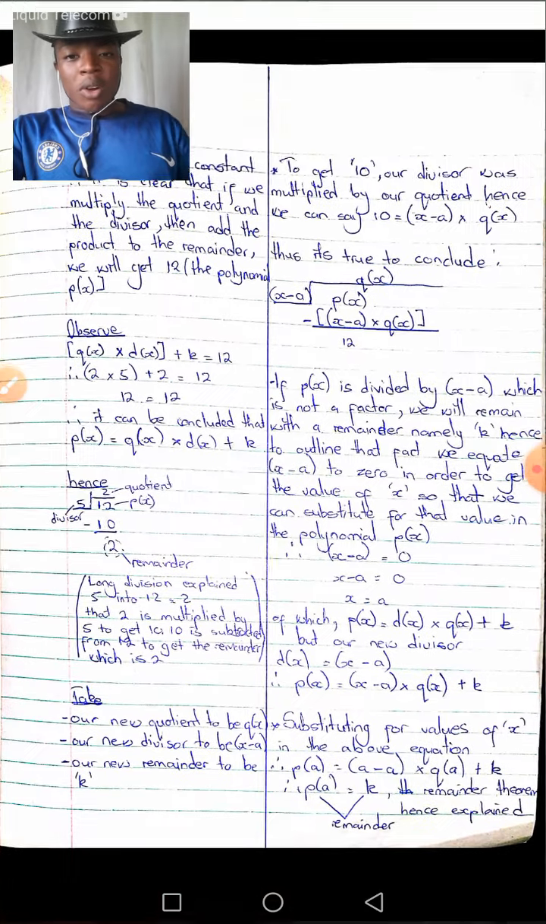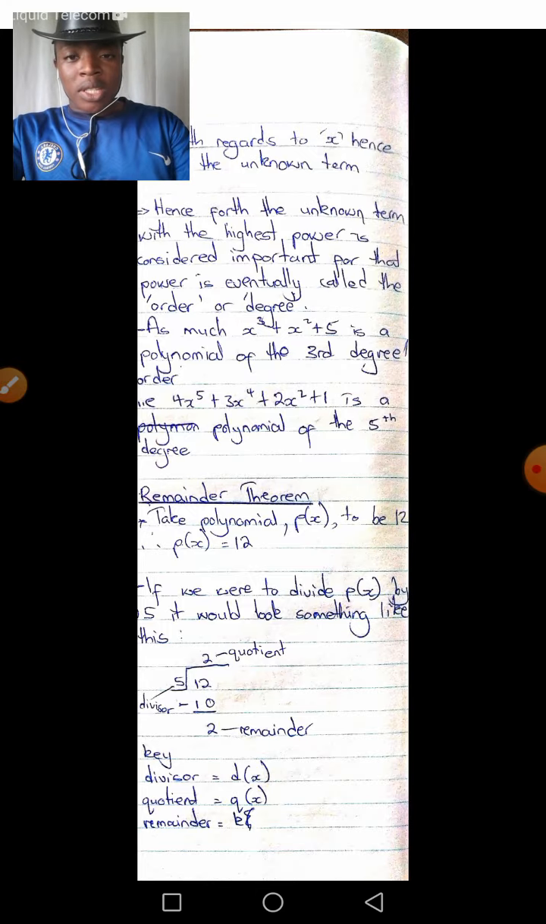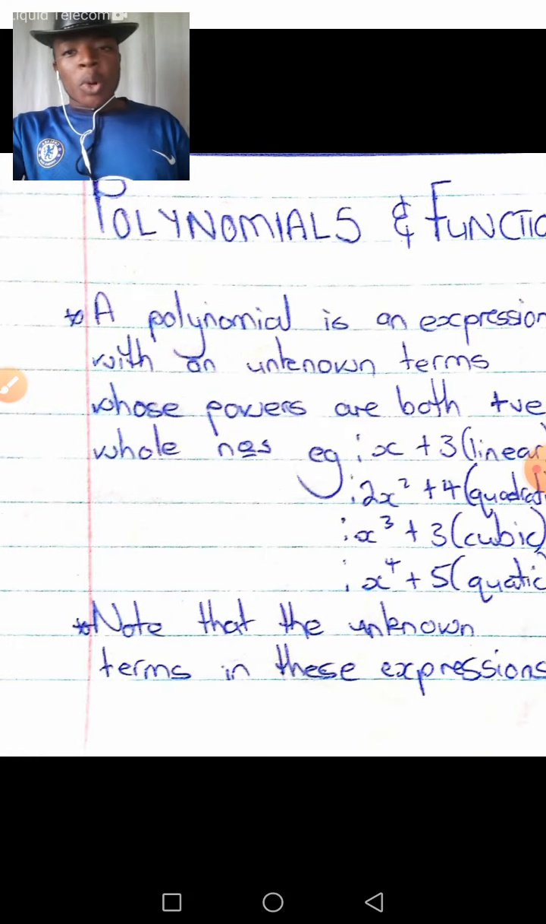So first off, we'd like to start off with what polynomials are in particular and what functions are. But of course, we're going to look at functions as we progress, right?